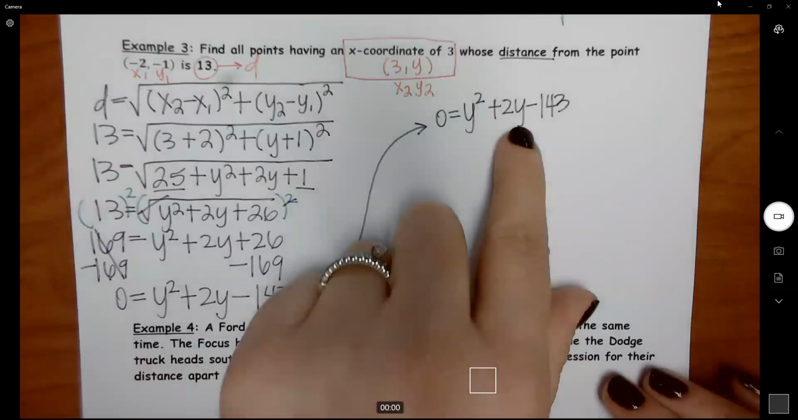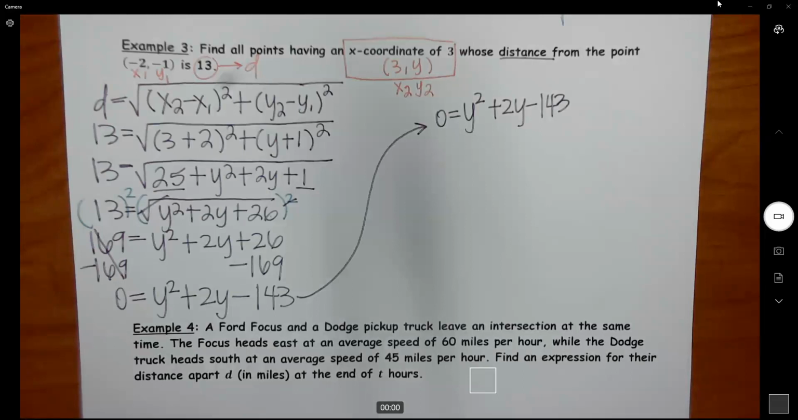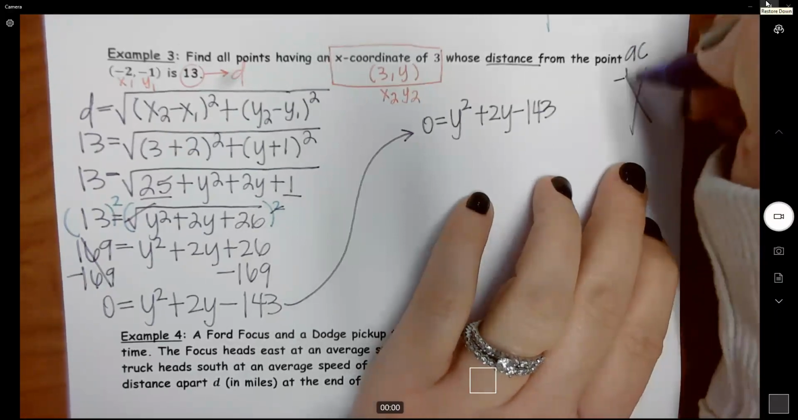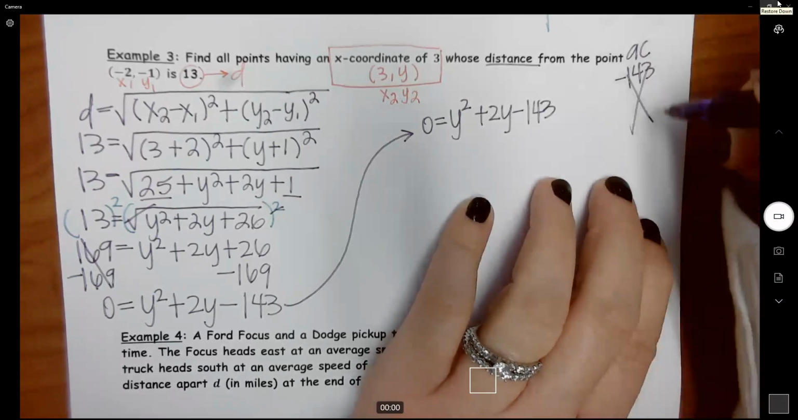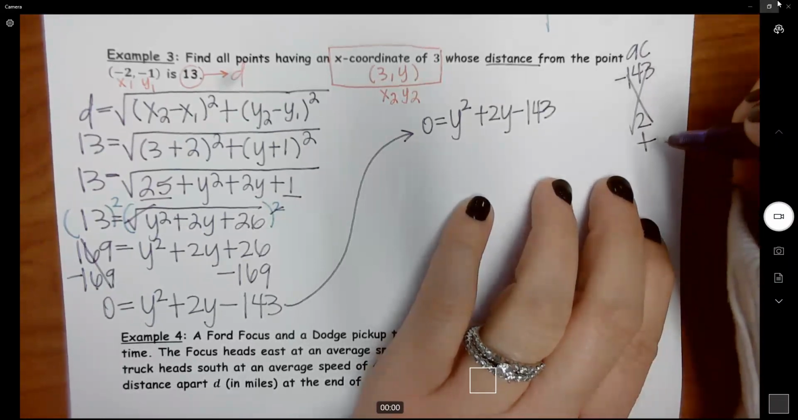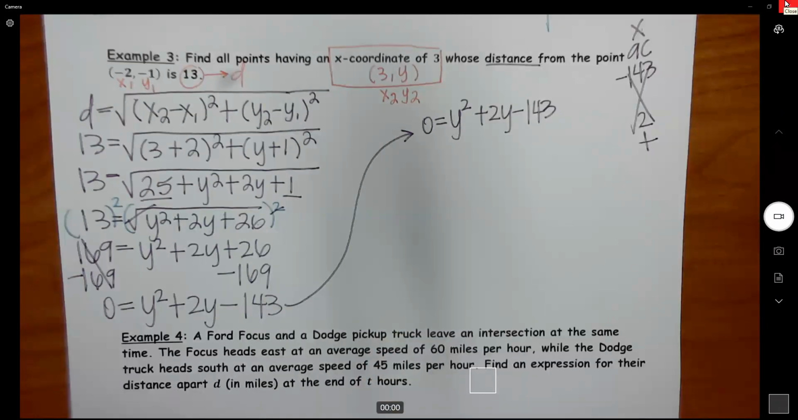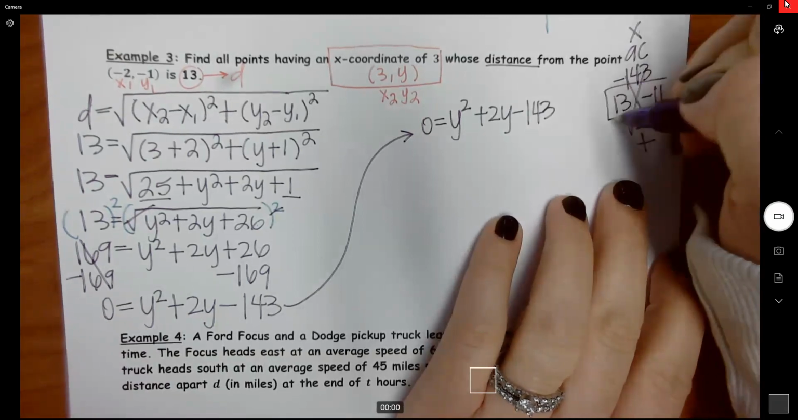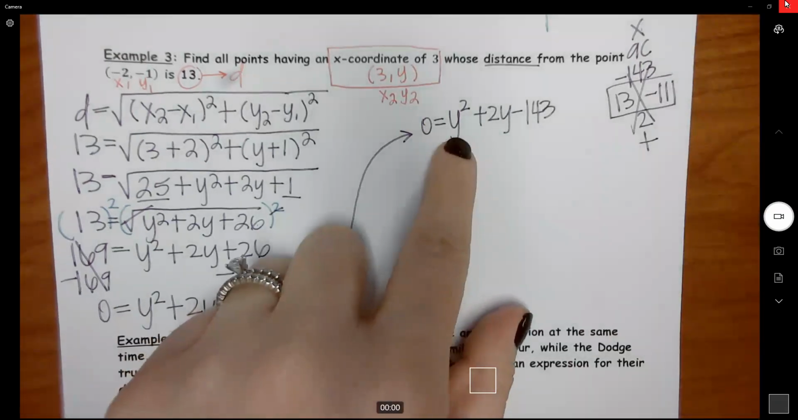Can't use the square root method because of this y, but I can use the quadratic formula or factoring. Factoring is going to be easier if it works. So let's see if it works. My a times c is -143 and my b term is 2. What multiplies to -143 but adds up to 2? I'll give you a minute to think about it. If you want more time, pause the video. Okay, this is 13 and negative 11. This is an easy trinomial.